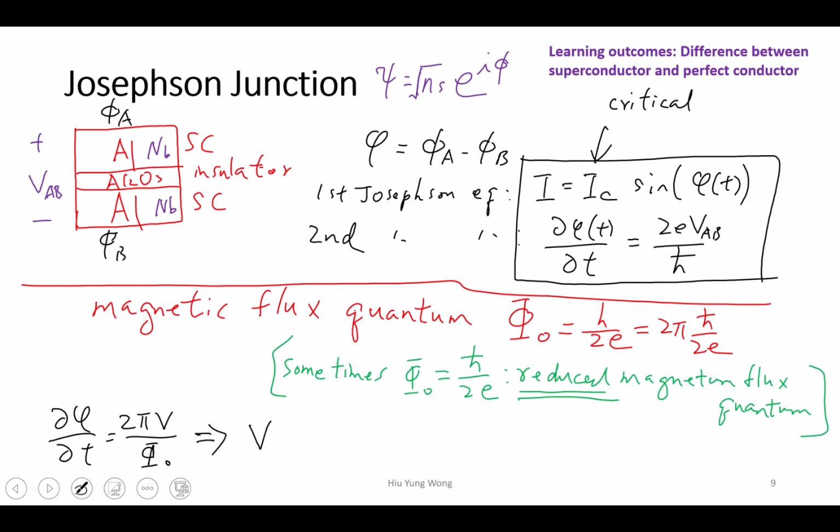It means V equals partial flux, partial phi, partial t times this one. What did I say wrong?